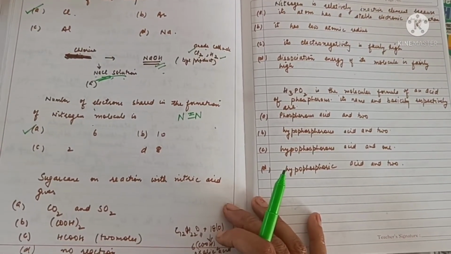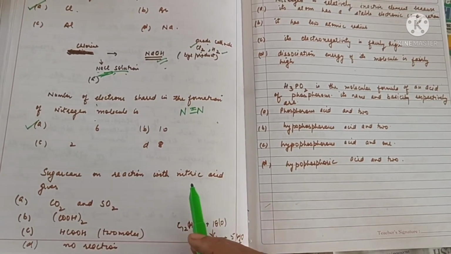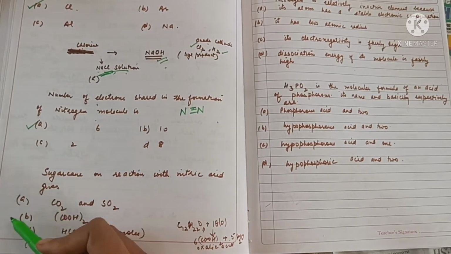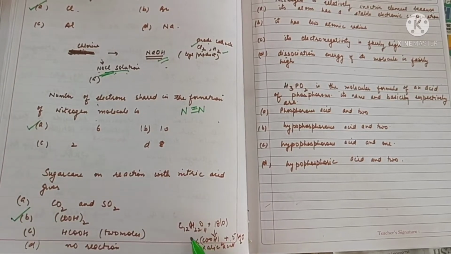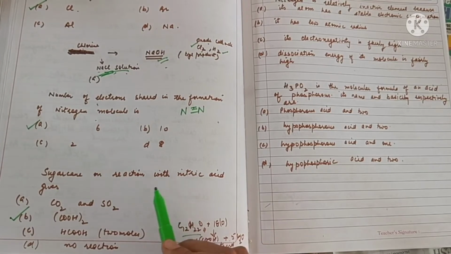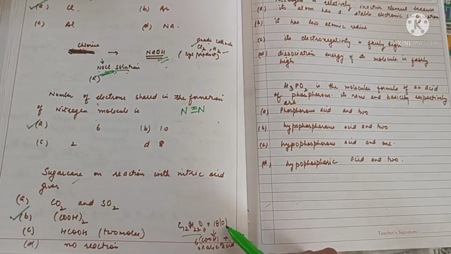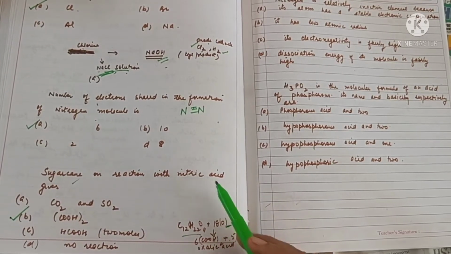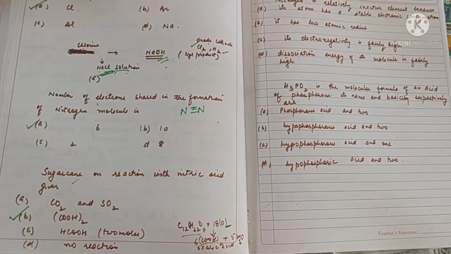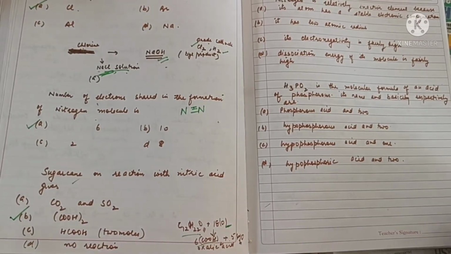Sugarcane on reaction with nitric acid gives, so on reaction with nitric acid, oxalic acid will be formed, COOH twice. The reaction is C12H22O11, which is sucrose present in sugarcane, is oxidized with nitric acid to give oxalic acid, water as products. Next question.